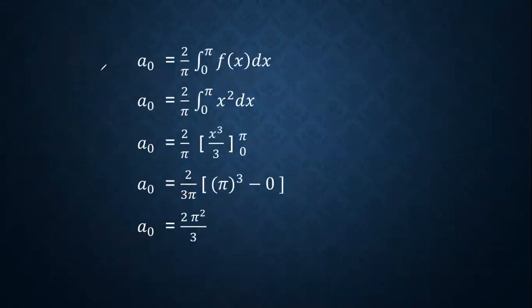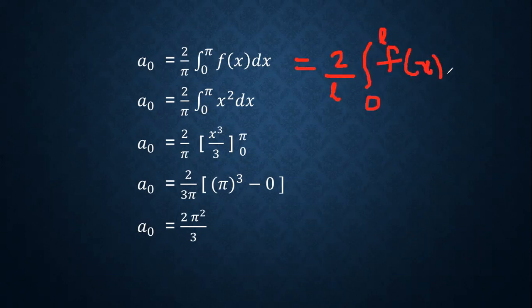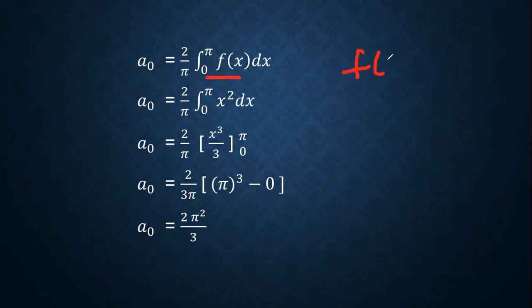A naught is equal to 2 by L, actually represented as 2 by L integral 0 to L f of x into dx. But here L is equal to pi, that's why in place of L we have to put pi: 2 by pi integration 0 to pi f of x into dx. What is f of x he has given? f of x equal to x square. So 2 by pi integral 0 to pi, in place of f of x we substitute x square, into dx.